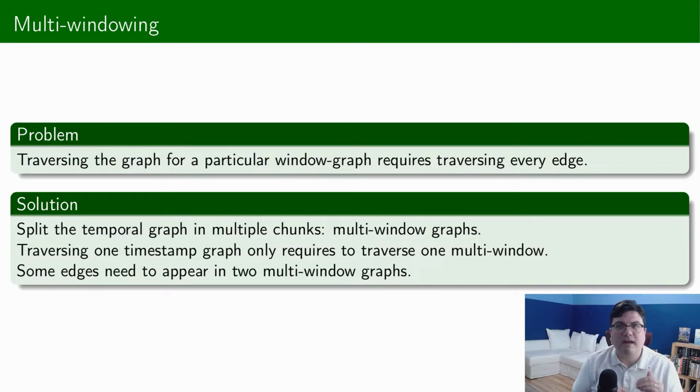A disadvantage of the temporal CSR representation is that listing the edges of a window graph requires listing every temporal edge in the dataset. You could have a situation with only 10 edges in a window graph, but 1,000,000 temporal edges need to be considered. A solution is to split the temporal CSR representation into multiple chunks, which we call multi-window graphs. By controlling the number of multi-window graphs, we can control the traversal overhead. Of course, there are temporal edges that will need to be replicated in 2 multi-window graphs, which will cause a storage overhead that needs to be managed.